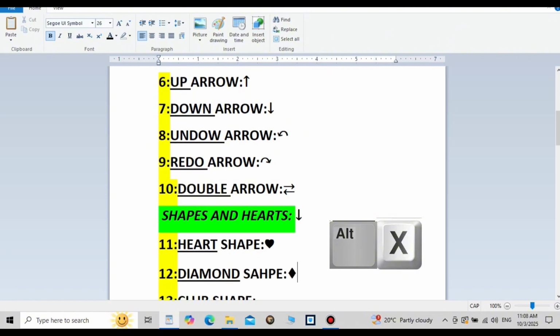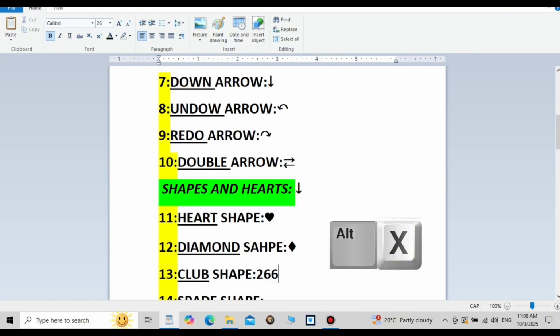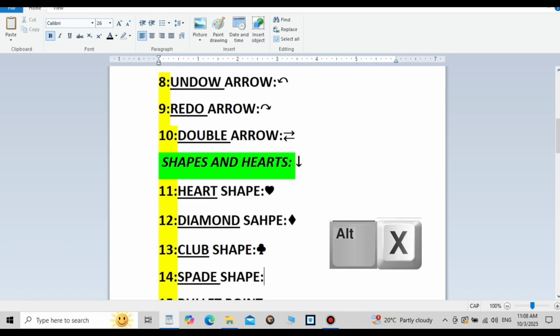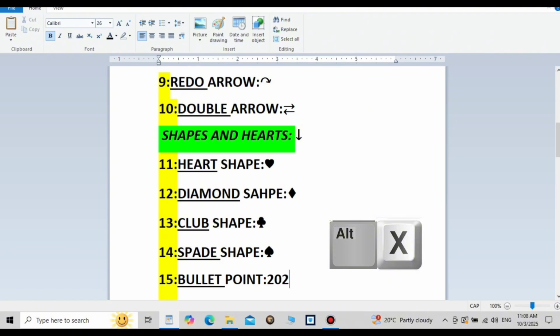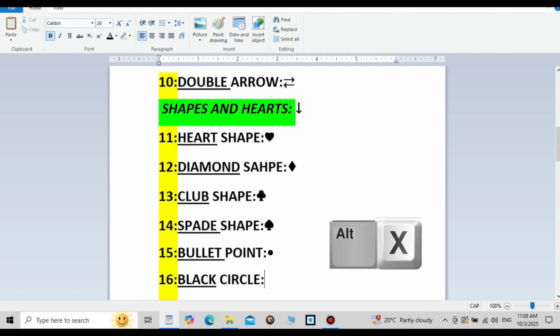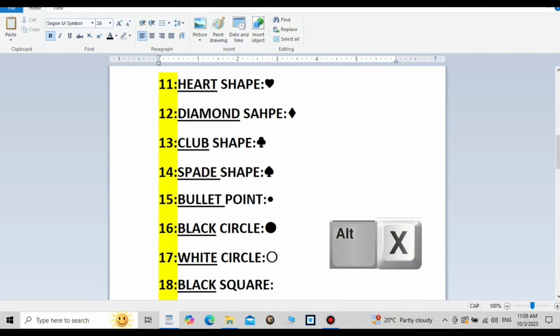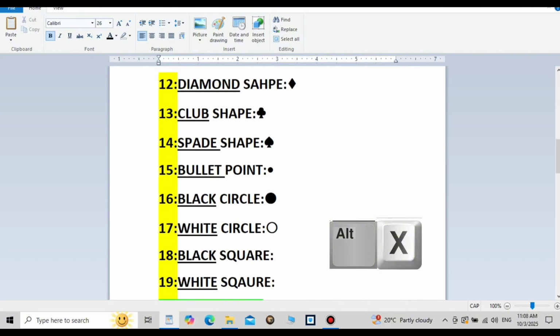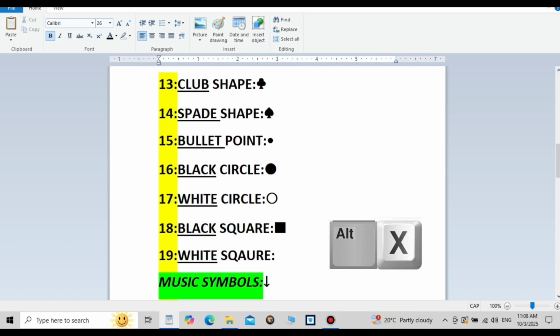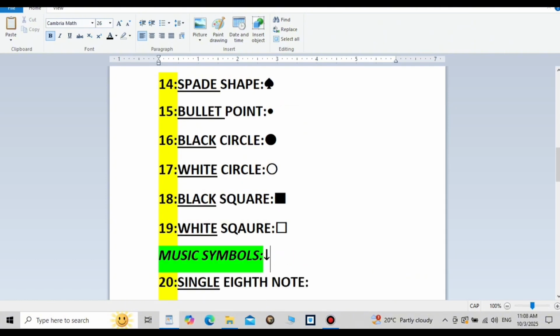X for diamond symbol, 2663 plus Alt and X for club symbol, 2660 plus Alt and X for spade symbol, 2022 plus Alt and X for bullet point, 25CF plus Alt and X for black circle, 25CB plus Alt and X for white circle, 25A0 plus Alt and X for black square, 25A1 plus Alt and X for white square.